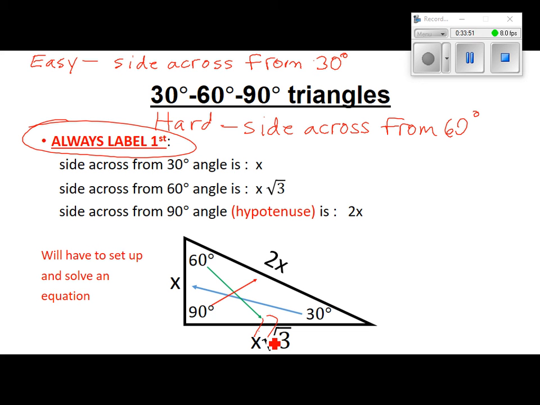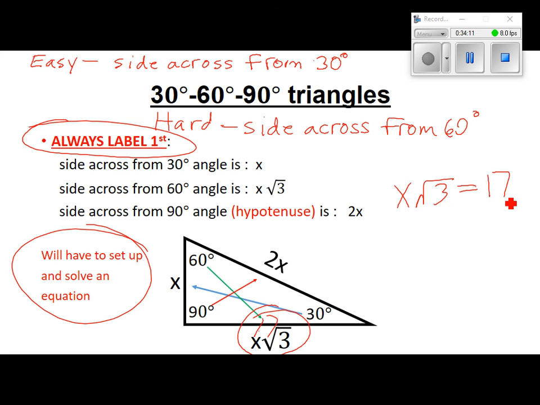And we're going to do stuff like that. Then this still applies: set up an equation. If I told you that side right there was 17, all you're going to do to set up that equation is label it equals what they told you the length was. So it'd be x times the square root of 3 equals 17. And then we're going to solve for x, and I'm going to show you how to do that here in a couple minutes.